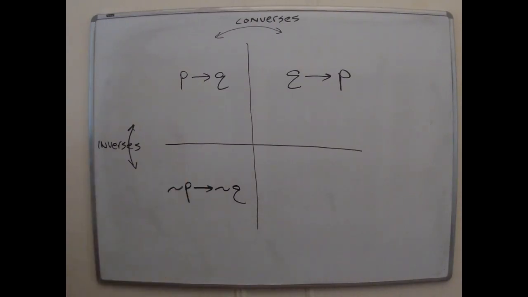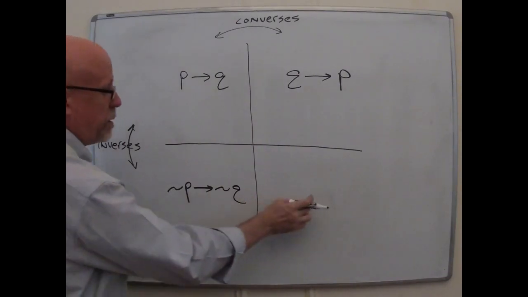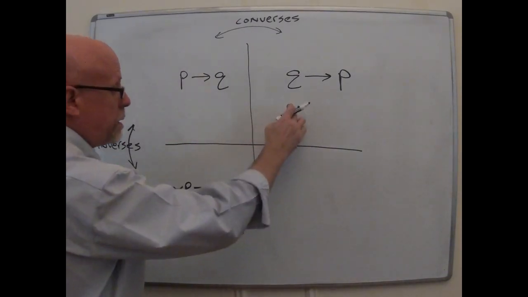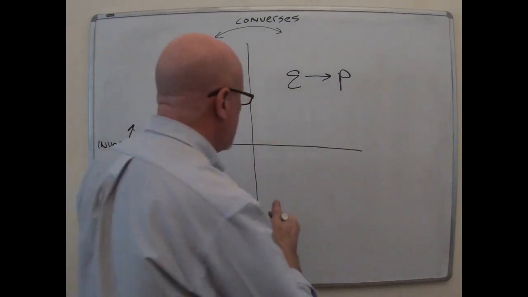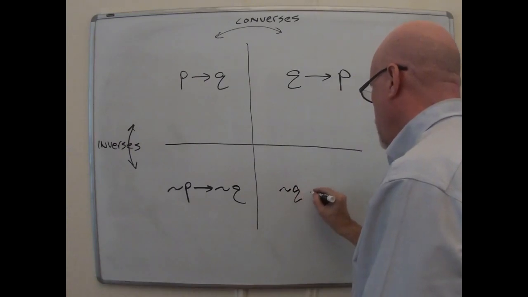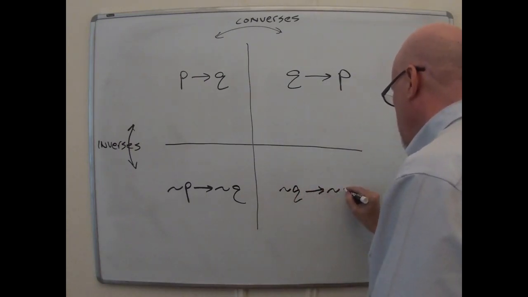And what goes in that bottom right corner? Well, that's where you've done both. You've taken the inverse and then the converse of that, or taken the converse and then the inverse of that. You get the same thing either way. You'll get not Q implies not P.